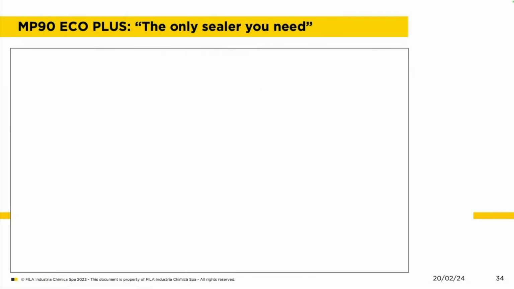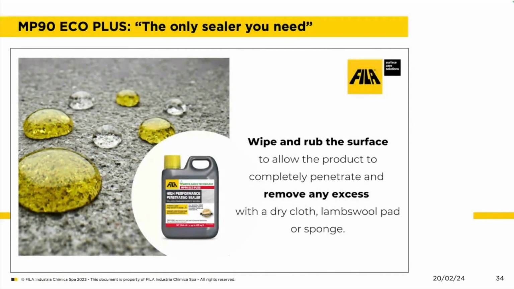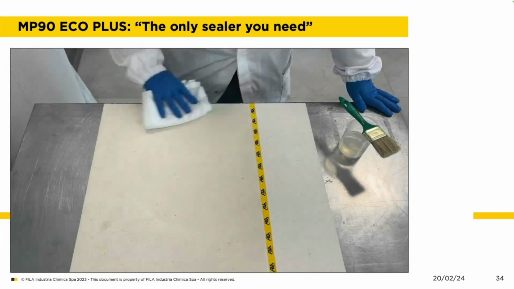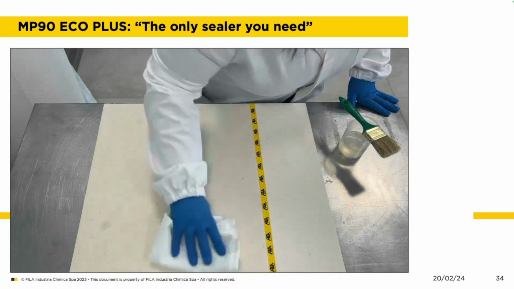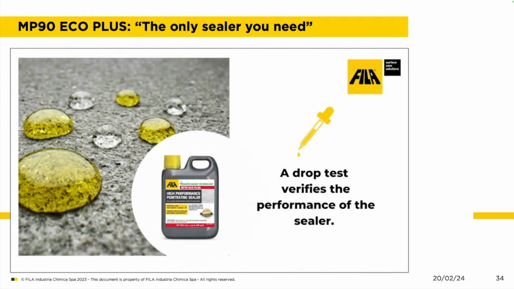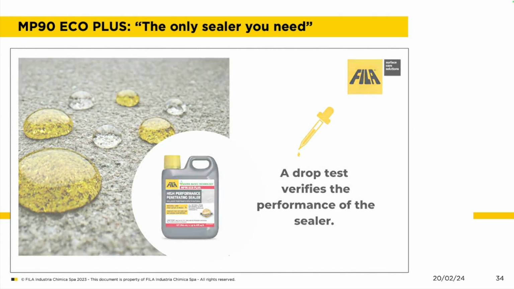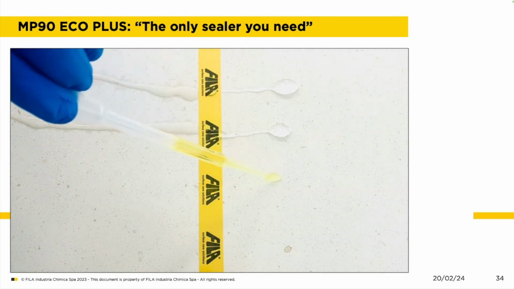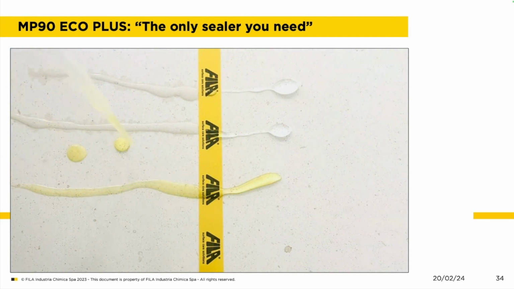To remove the residues, you can use a cloth, a lambswool pad or a sponge, especially if you are working on a big floor. The removal of the residues, if you respect the 10-15 minutes, is really easy. You just have to remove them with a cloth. You have to dry the surface, let me say this, in order to be sure that the residues are completely removed. After 24 hours, you can perform a drop test in order to verify the performance of the sealer. And as you can see in this video, the product produces a really beautiful drop effect on the material.